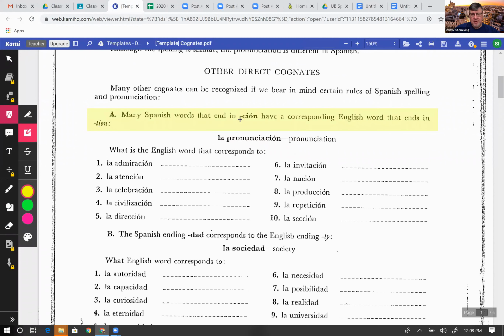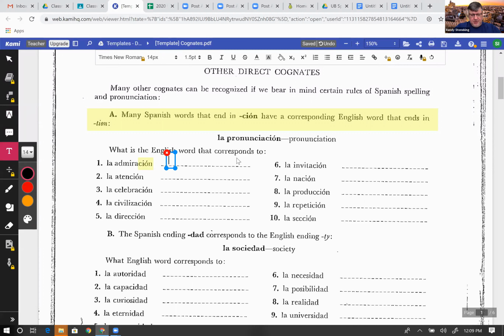So T-I-O-N becomes C-I-O-N. So if we have the word, like number 1 is la admiración, we just take that part of the word and imagine that as a T-I-O-N, and then we can find the relationship between the two. So I'm going to grab my text tool here, and we would type that in as admiration, just like that.